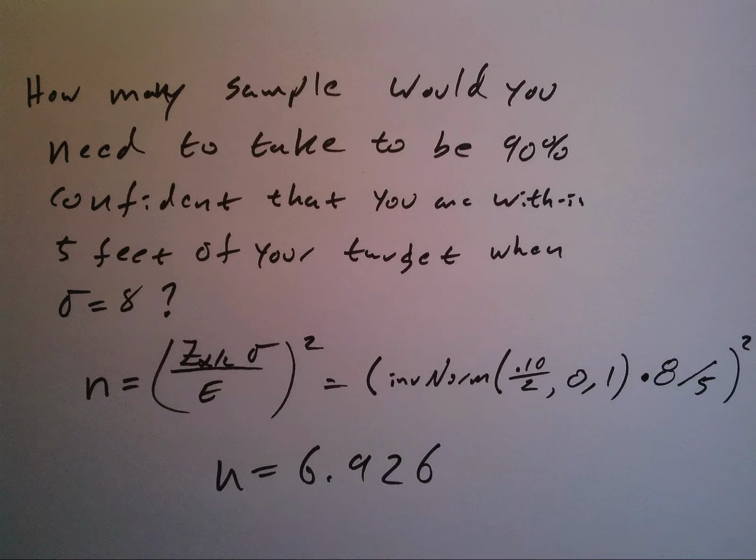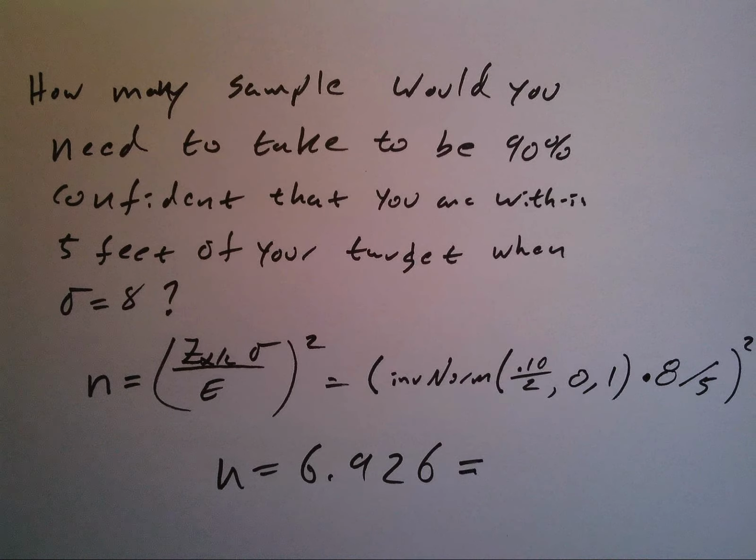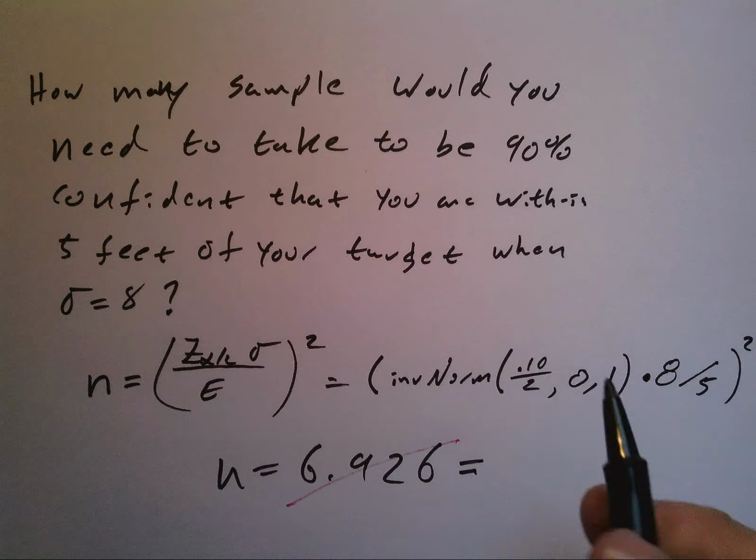It doesn't matter what number it is. You can't have half of a sample. You always have to round it up. So really, n will equal not 6.926, but it will equal 7.